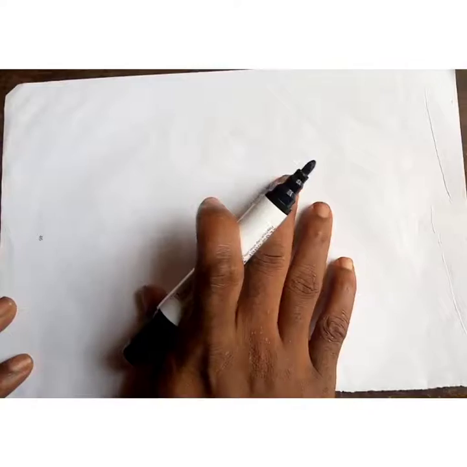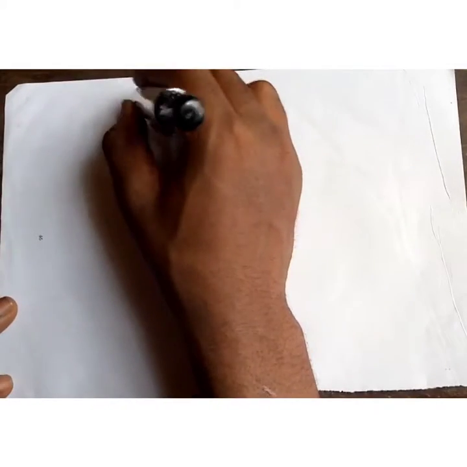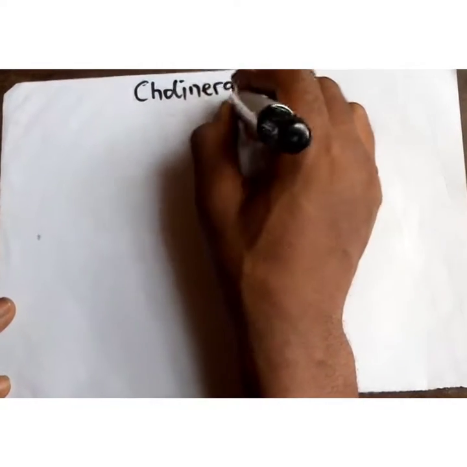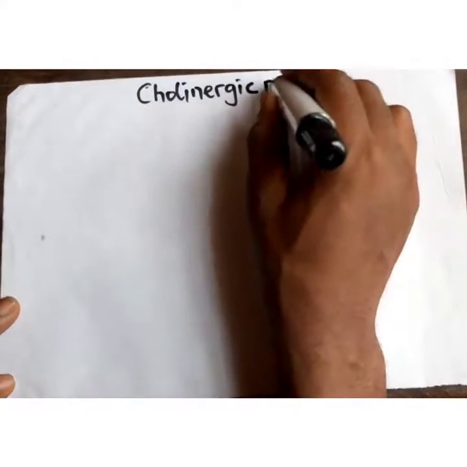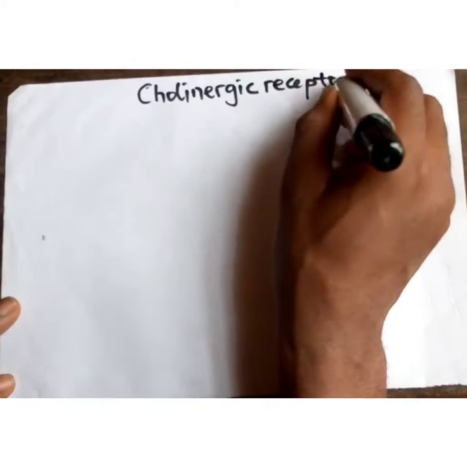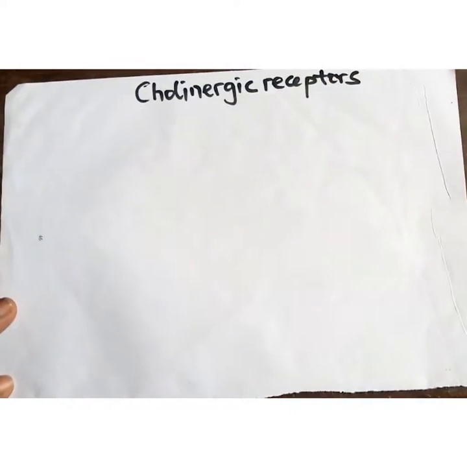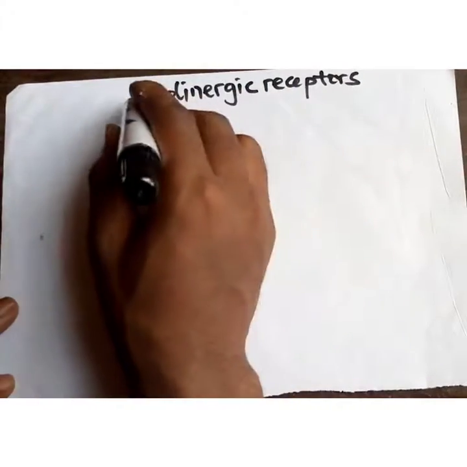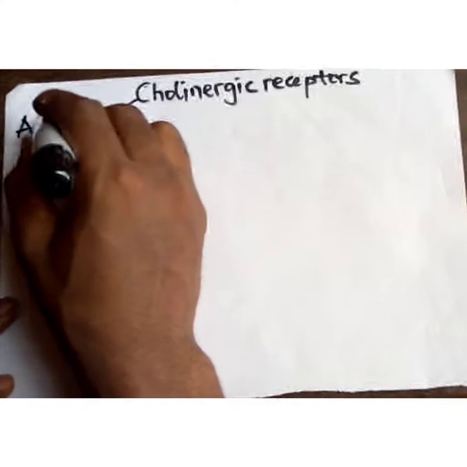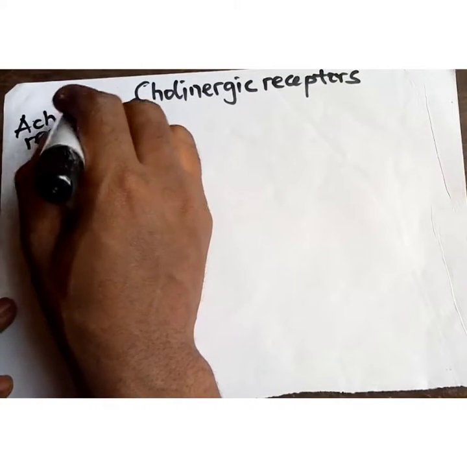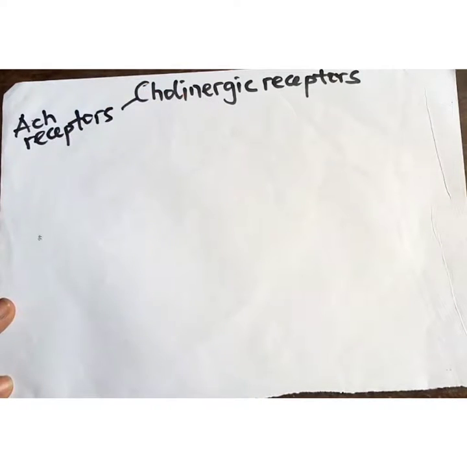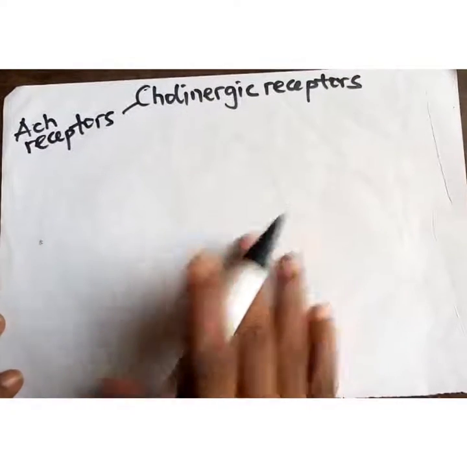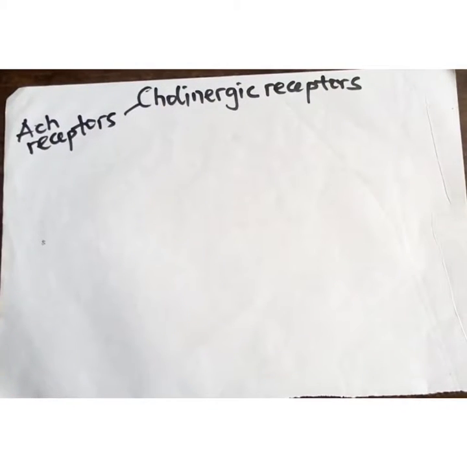Today, we're going to be doing a discussion on cholinergic receptors. Cholinergic receptors are also called acetylcholine receptors, because acetylcholine binds to them to bring about different pharmacological and physiological activities.